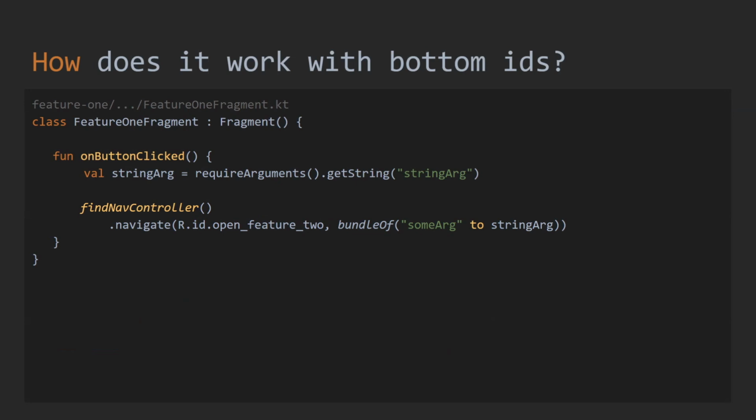Not so nice. When we actually want to perform some navigation, we can use one of the IDs that we have defined in the core module. You can see that there with navigate to ID open feature 2. But the arguments for that screen, we're going to be having to pass that through as a bundle. Again, because we don't have access to the safeargs generated classes. Overall, it's a bit of a different solution to using deep links.